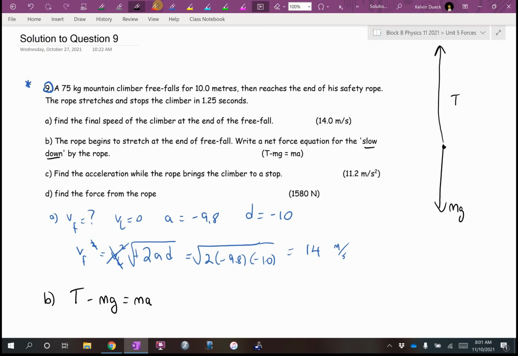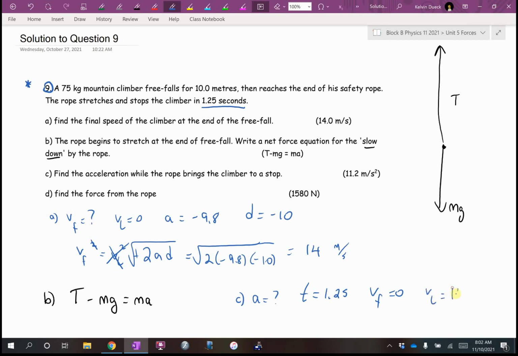C says find the acceleration when the rope brings the climber to a stop. Okay, now it wants me to find A. My first thought was maybe I could just divide by M, but the problem is I don't know tension. In fact, part D wants me to find tension. I said maybe I'm going to use kinematics because I still haven't used this 1.25 seconds. So I said, okay, I know T is 1.25 seconds. Comes to a stop. I know VF is 0.